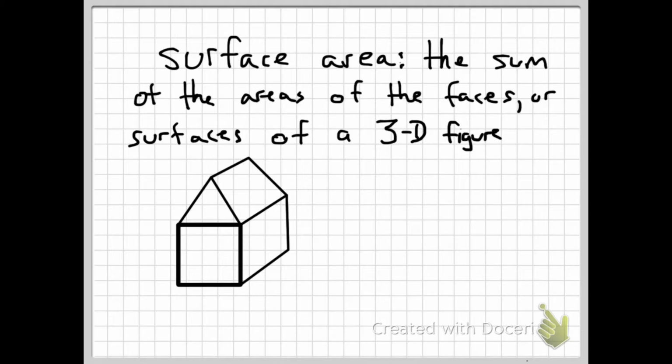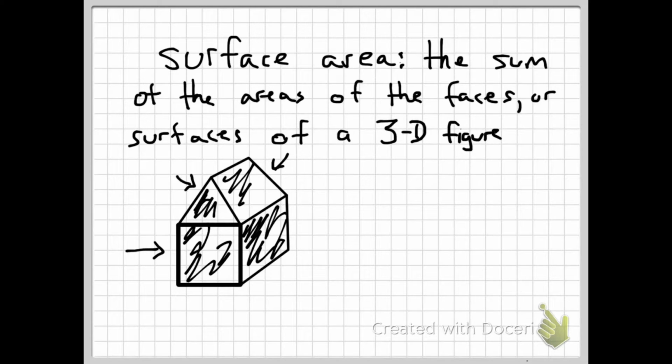So what we would need to do is find the area of this side, the area of this, the area of the other side that we don't see over here, this side, and then this side that we don't see, and this side that we don't see, and then of course the back. So that's your surface area. So as you can see already, it can be rather difficult.